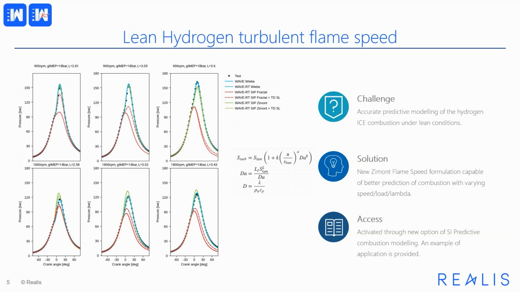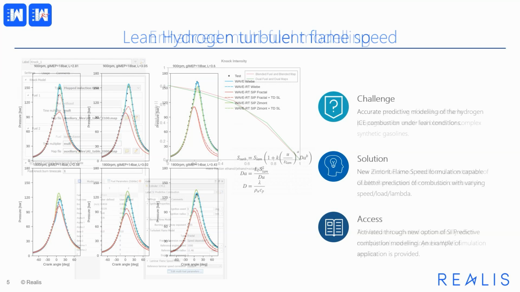Plot labels are fractal and fractal plus TDSL. Ximont model, burn area decay exponent, K, A, B, and parameters of the turbulent model. The plot shows that with the best calibration the fractal model cannot capture the sweep. Using laminar flame speed with thermodiffusivity improves things but not a lot. Ximont captures the sweep much better. Ximont model with thermodiffusivity flame speed offers best accuracy.